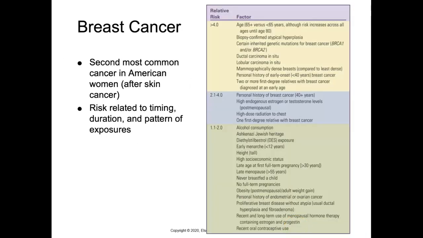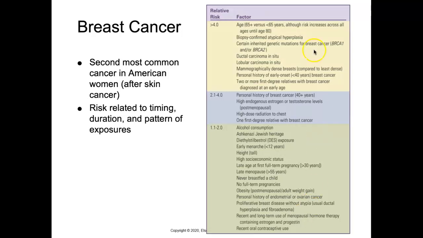Now let's shift into breast cancer, and this will pretty much be the last major topic we'll talk about. This is going to be the second most common cancer in American women, and it is a multifactorial disease. So it's going to involve a lot of interacting factors. We know that there are going to be risk factors that can be classified broadly as reproductive, hormonal, environmental, and familial. So we'll talk about that in a bit more detail. And also there's some risk depending on the timing, duration, and pattern of certain exposures.